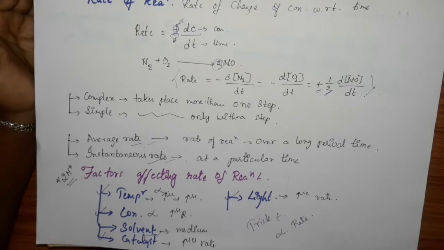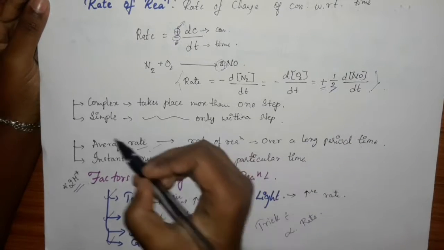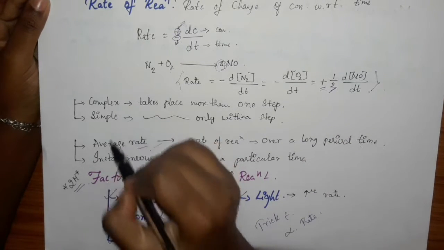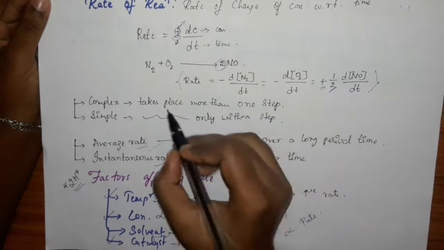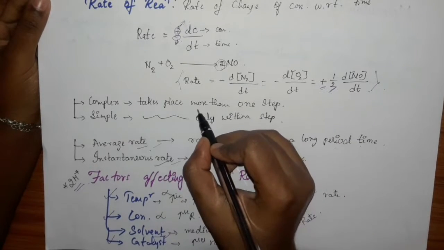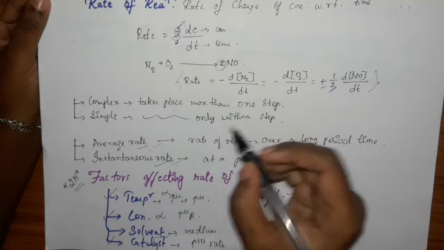I have to say one thing. In the previous video, I had explained the complex and simple reaction. There I made a mistake: while explaining, I told that the complex reaction will take place within a step or single step. That is wrong.